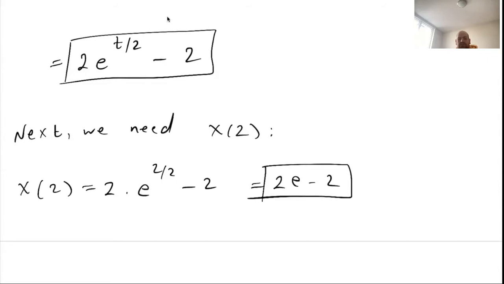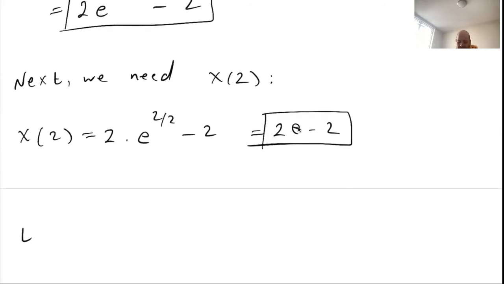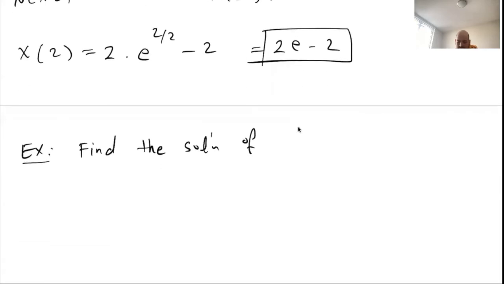All right, now let's look at the next example. Example: find the solution of y prime equals e to power minus x squared with y of 0 equals 1.